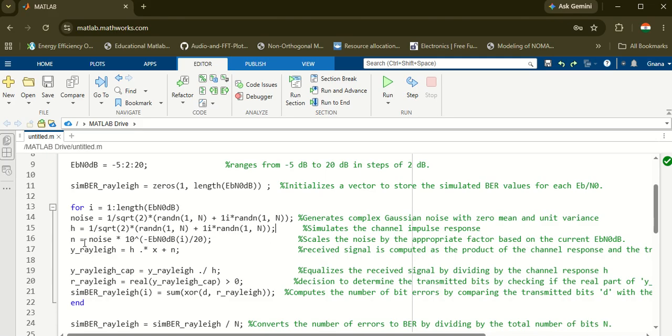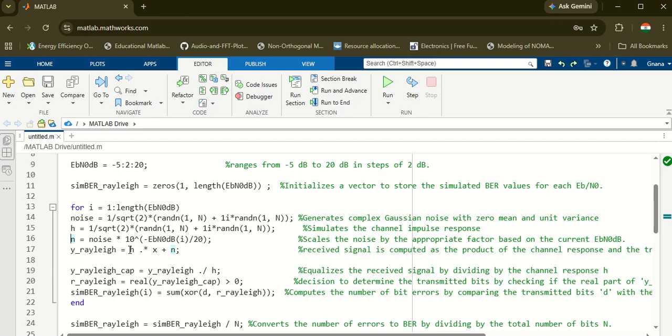So next is scaling of the noise. By using this command, I am scaling the noise, that is converting it into a linear scale by taking the anti-log. 10 power means it takes the anti-log value and then multiplies it with the noise that is stored in this variable n. So next I have to generate the received signal.